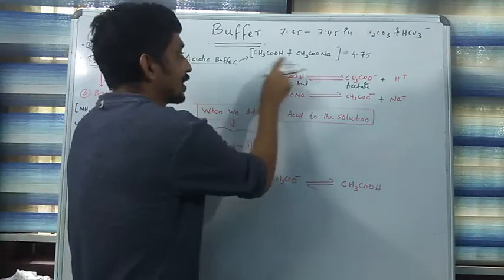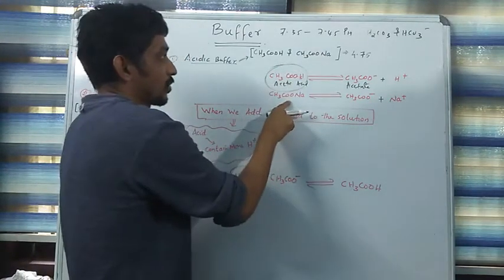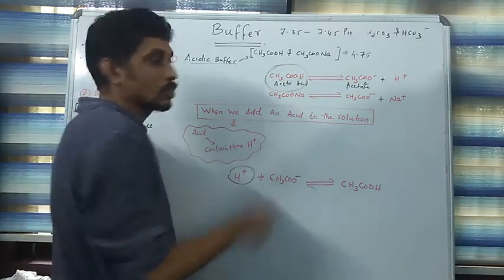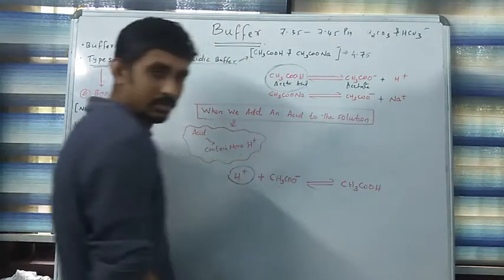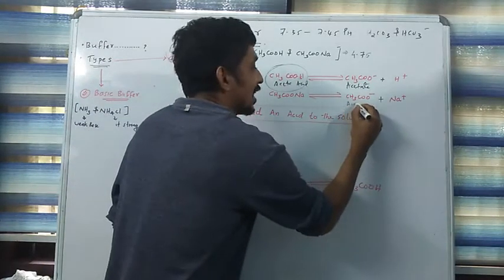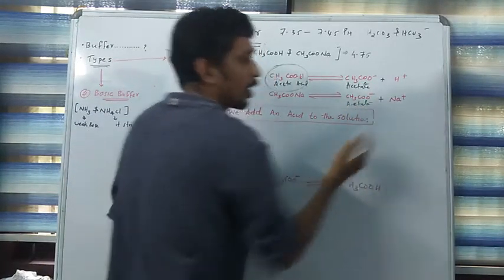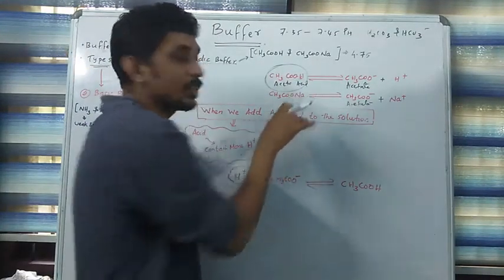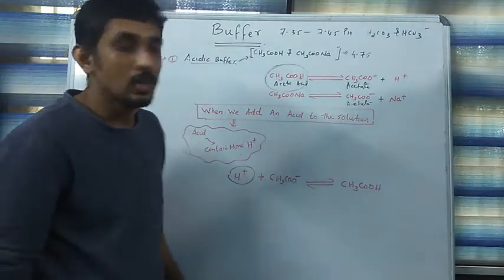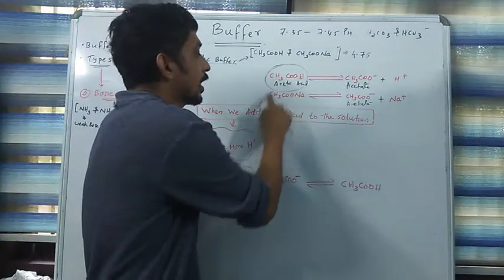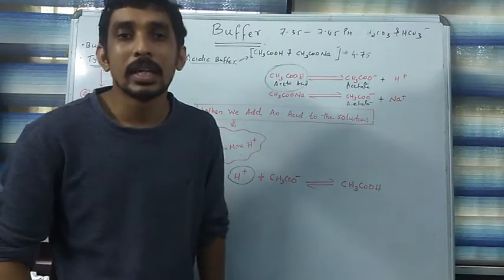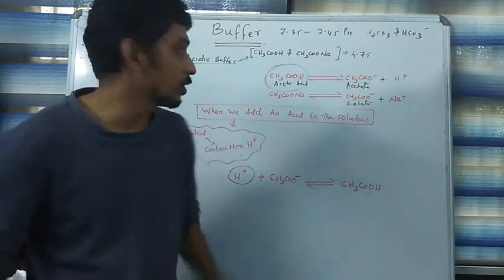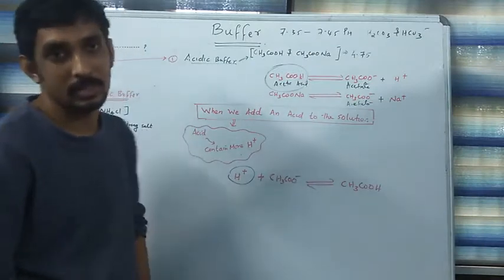Whereas sodium acetate is a strong electrolyte, so it dissociates completely into acetate and sodium ion. So in this case, the dissociation is very high, so we cannot see sodium acetate in a buffer, because all the sodium acetate gets ionized into acetate and sodium plus, Na plus.